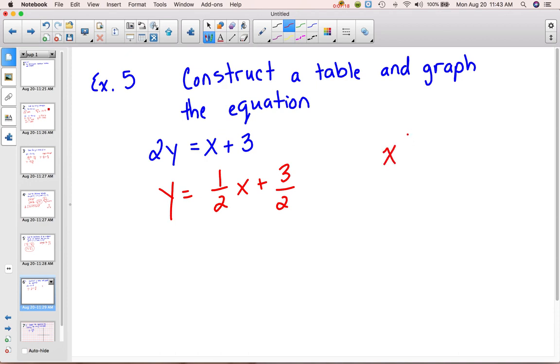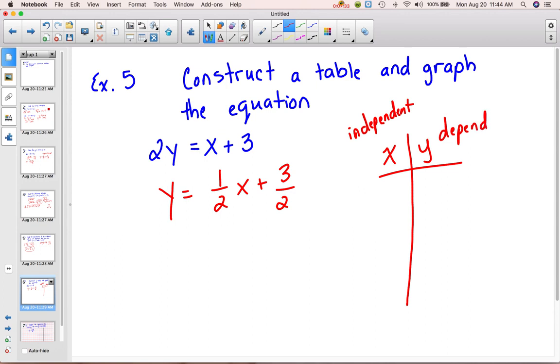So I'm choosing values of x. Since I'm choosing these, this is called the independent variable, and y is called the dependent variable, because my values of y depend on what I pick for x. So you can kind of think of it that way.